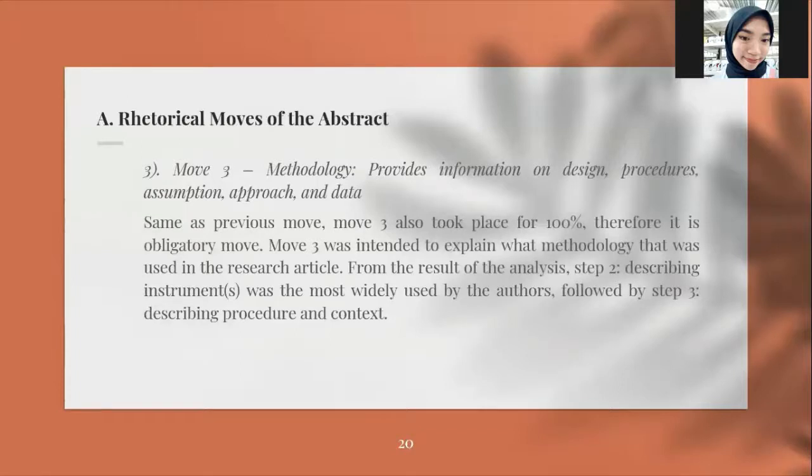Let's move on to the move 3. Move 3, methodology, provides information on design, procedures, assumption, approach, and data. Same as previous move, move 3 also took place for 100%. Therefore, it is obligatory. Move 3 was intended to explain what methodology that was used in the research article. From the results of the analysis, step 2, describing instrument, was most widely used by the authors, followed by step 3, describing procedure and context. Next slide, please.